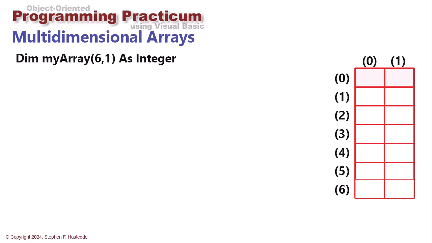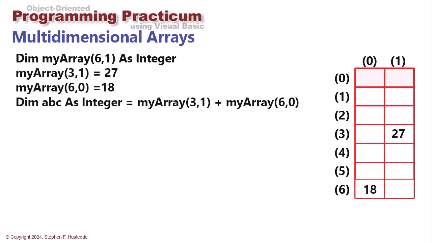I can declare an array of type integer called myArray and give it two values in the parentheses as far as its dimensions. The first one you might think of as the number of rows. So here we have 6, and we're going to get rows numbered with indices of 0 to 6. And then the second one is the columns. And I have two columns, 0 and 1. And I can assign values to those rows and columns, or in essence, cells, referencing the elements for both the row and the column.